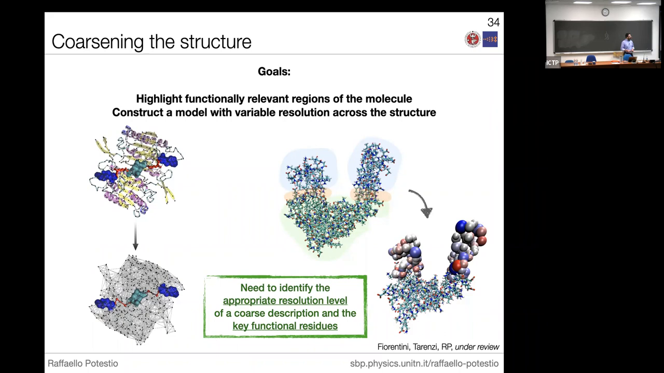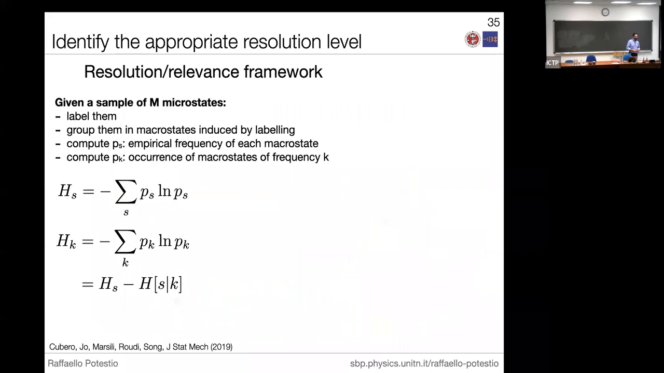I will start with the application of a methodology that actually originated from this place, that is the framework of resolution and relevance that has been developed mainly by Matteo Marsili and co-workers. And this method, hoping that Matteo doesn't get offended, can be seen as a measurement of the information content of the system. This is what entropies do: based on a certain empirical probability distribution, figure out what is the information content within that probability distribution.